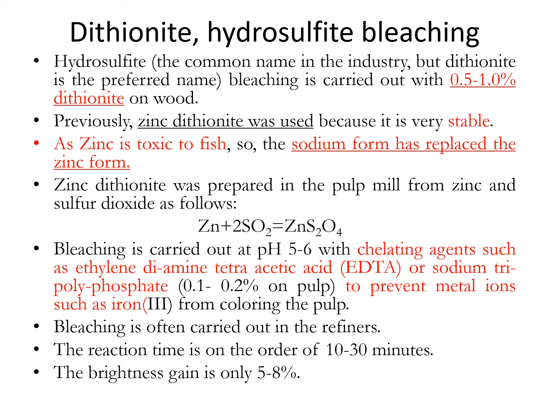Okay, and bleaching is carried out in the presence of a chelating agent such as EDTA, that is ethylenediaminetetraacetic acid, or sodium tripolyphosphate, to prevent metal ions such as iron from coloring the pulp. Okay, the brightness gain is 5 to 8%.